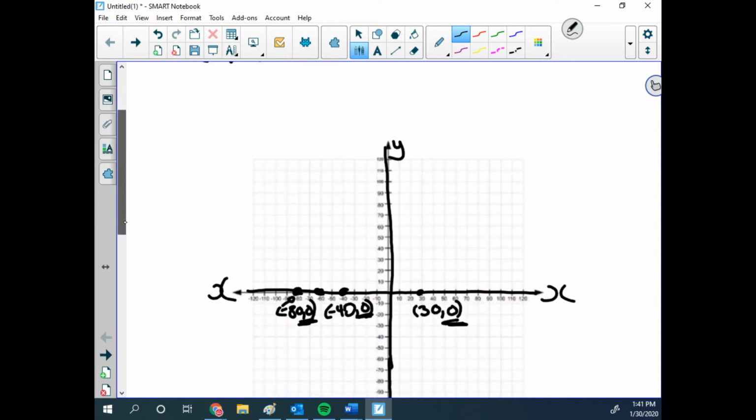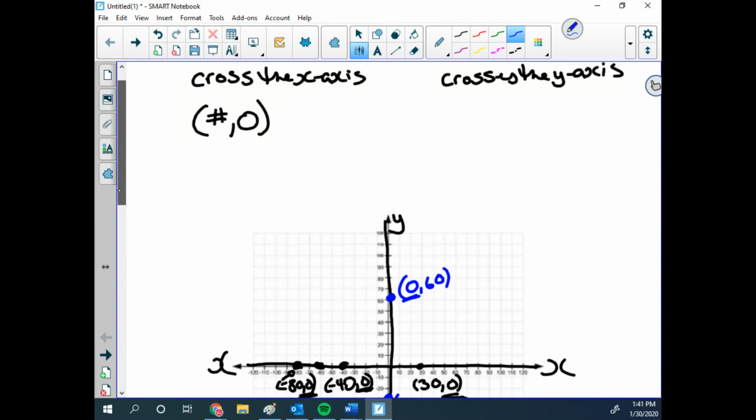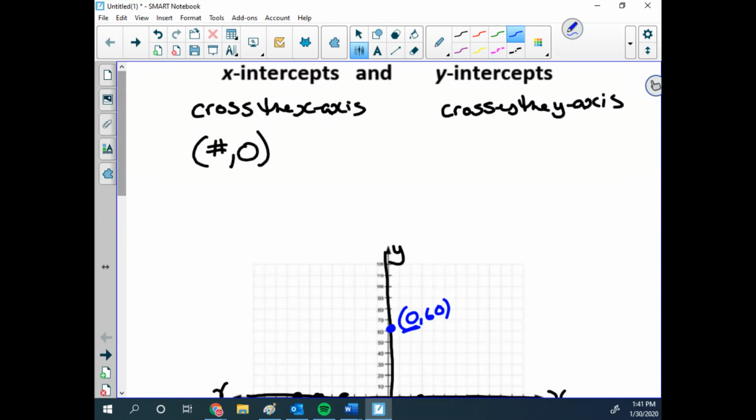Then for the y-axis, or looking at where we cross the y-axis, my y-intercept. If I have points here or here or here, this would be the point 0, 60. This would be the point 0, negative 30. And this would be the point 0, negative 90. Now, what's the same about all of those points is they all have an x value of 0, and that's going to be common for all of my y-intercepts. So these are always the point 0, some number.